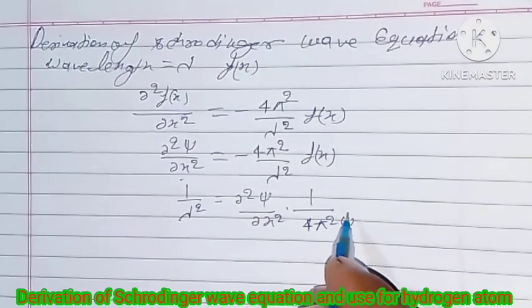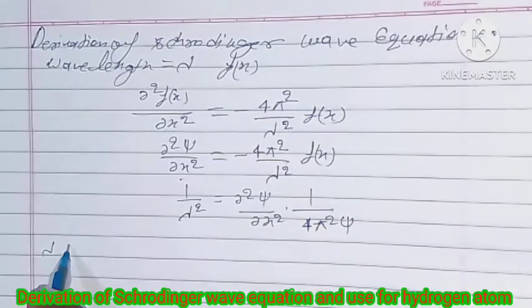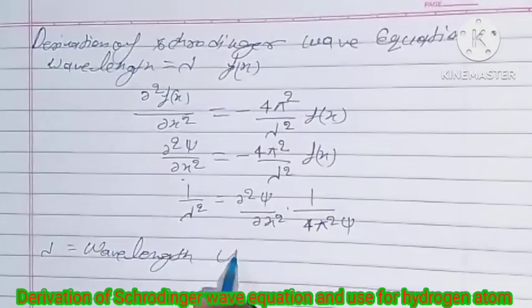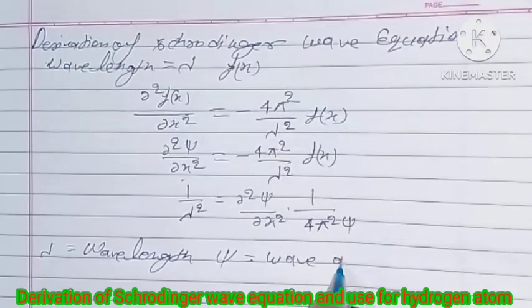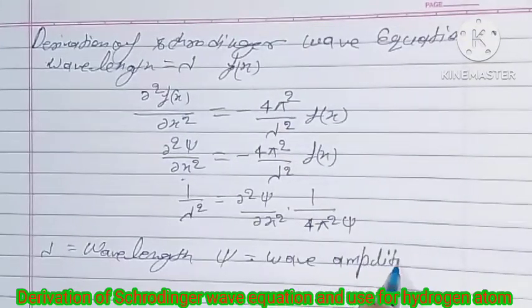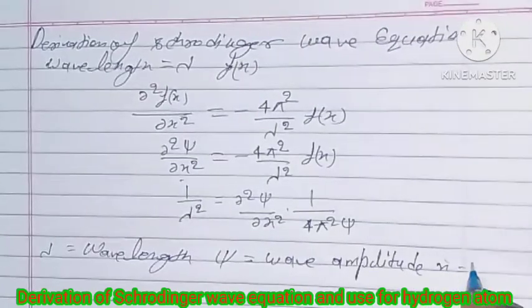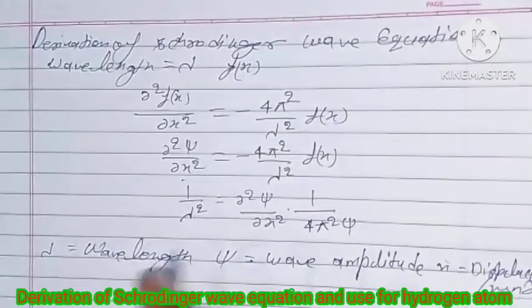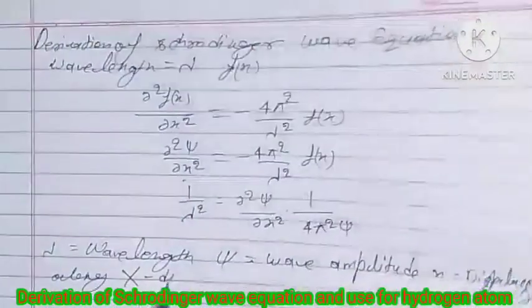Where lambda is the wavelength, psi is the wave amplitude, and x is the displacement along the x direction.